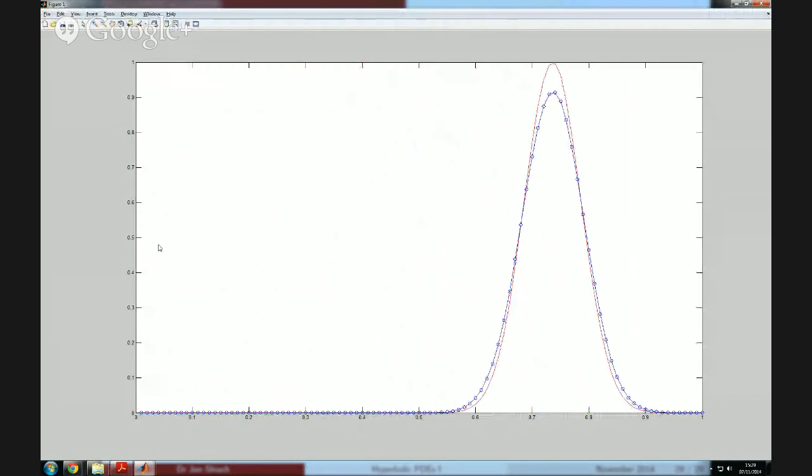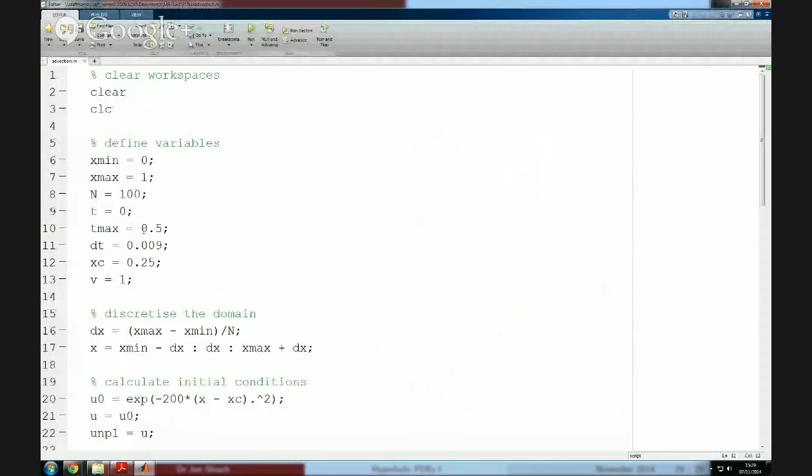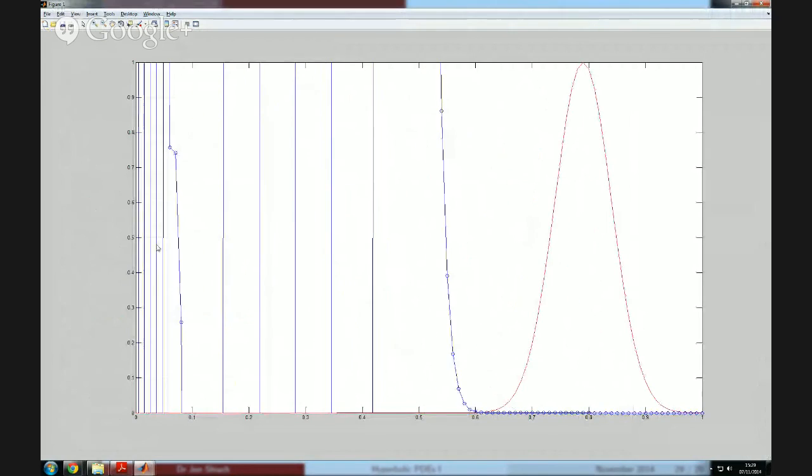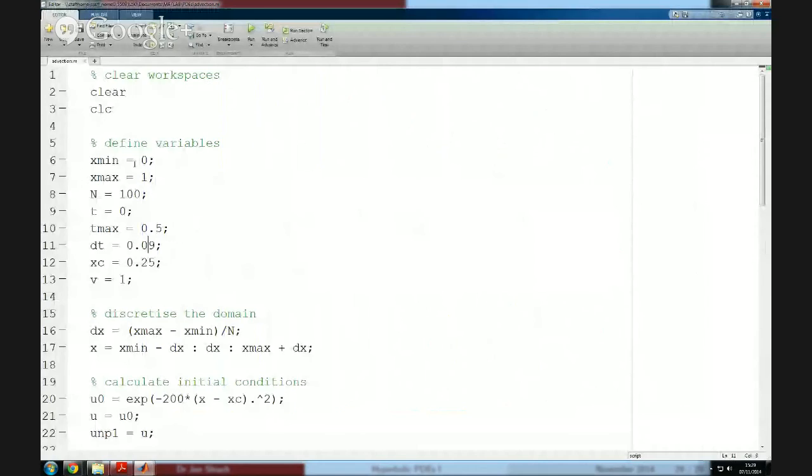What if I was to use a different value of delta t? Let's say I multiply it by 10. Run it again. Whoa! Straight away, it's gone unstable. What if I only just go over it? So what if I just do 0.011?